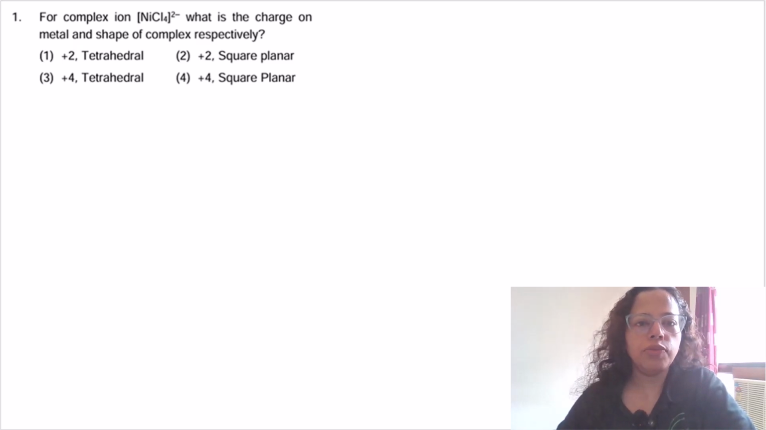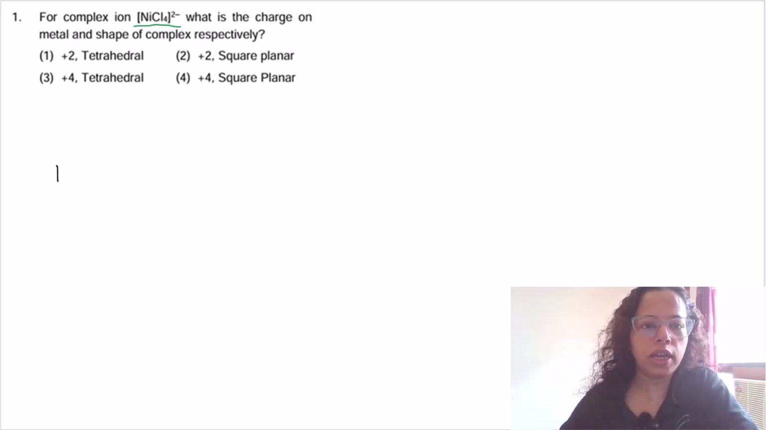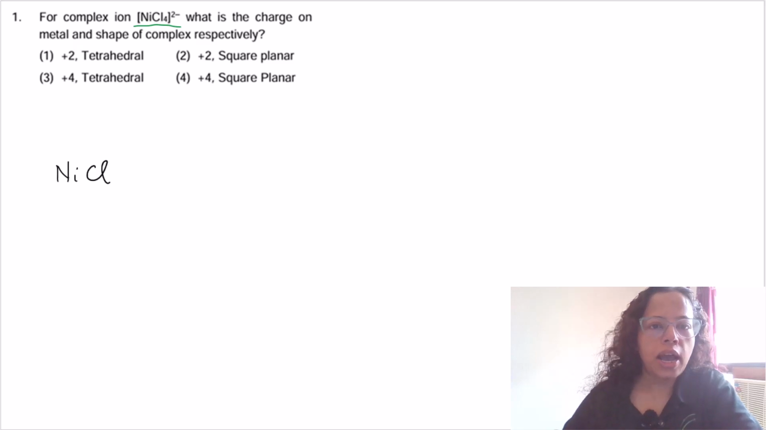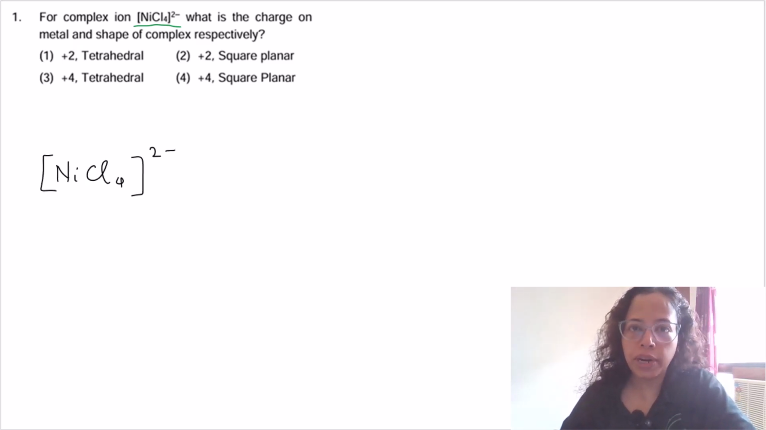Today we have a question which says: for the complex ion NiCl4 2-, what is the charge on the metal and the shape of the complex, respectively? There is a complex NiCl4 2- which is given, and we have to predict its charge and the shape of the complex. So how can we predict the charge?